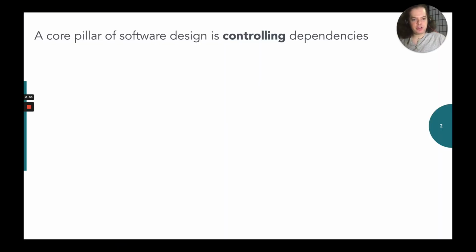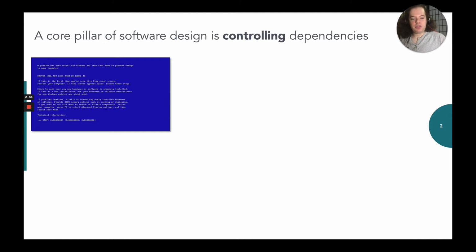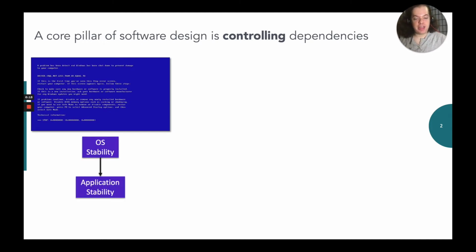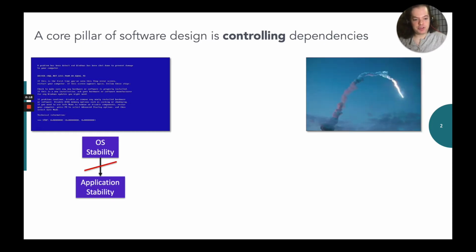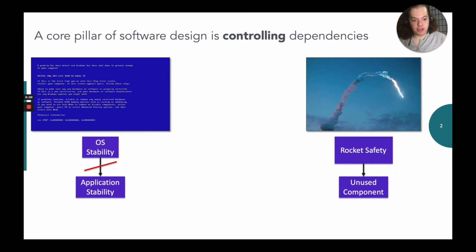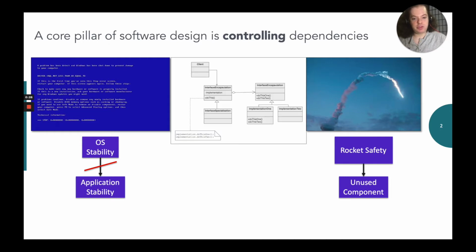You're a software engineer. Then you've been told to control dependencies. Windows no longer has blue screens of death because the OS stability no longer depends on the application stability. And we talk about the Ariane 5 disaster a lot. One reason that this crash is possible is a failure to remove the dependence of the rocket safety on this component that wasn't even being used. And of course, this discussion comes up all the time with design patterns.